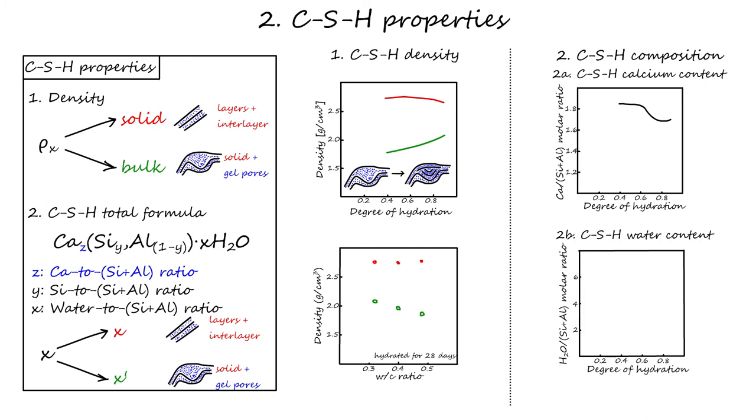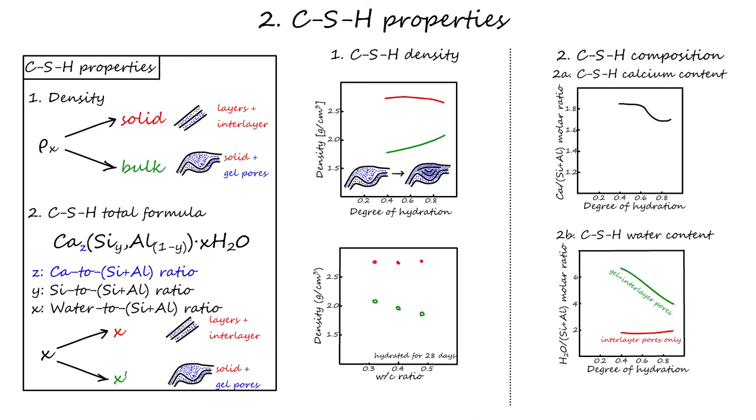We now look at the water content in CSH as a function of the degree of hydration. On the x-axis we plot again the degree of hydration, on the y-axis X and X prime, where the former is the water content if only the interlayer pores are taken into account, plotted in red, while the X prime, plotted in green, is the water content if the gel water is included.